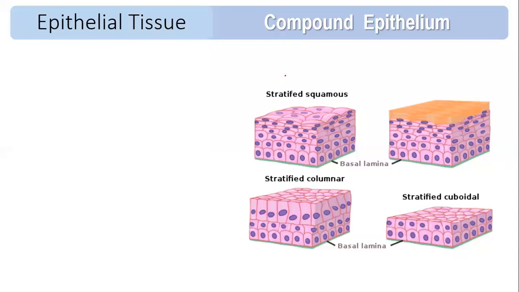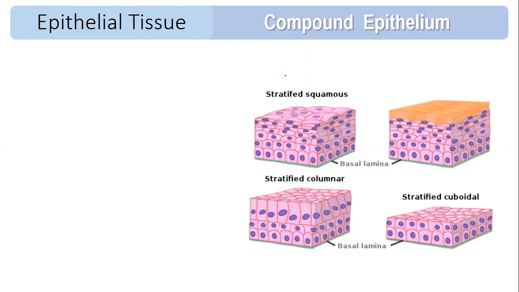Now we are going to talk about the next type of epithelial tissue. So epithelial tissue can be classified into simple and compound. Compound is also called multi-layer, multi-stratus. Multi is many, strata is layer. So compound epithelium is further classified into stratified and transitional epithelium.